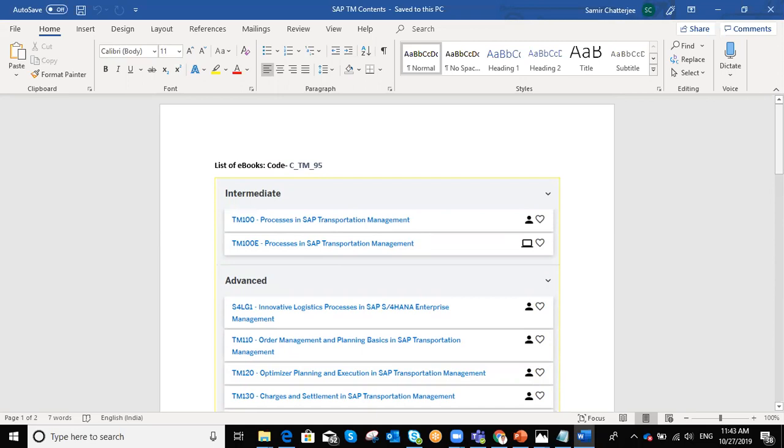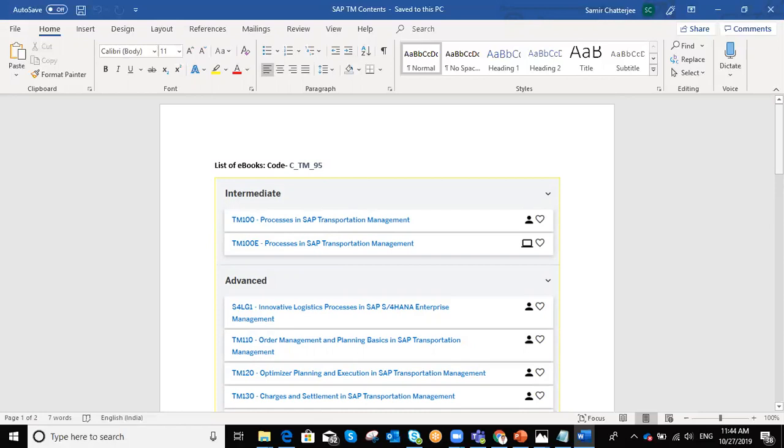C_TM_95 special certification. So there we have two levels of books. One is the intermediate, second is the advanced, but we need both the books. So basically the first book is the SAP book TM100. It involves the processes in SAP TM.